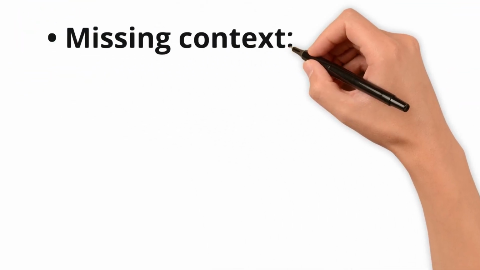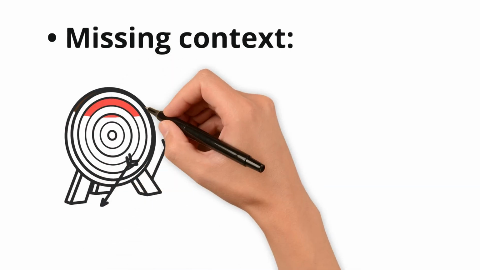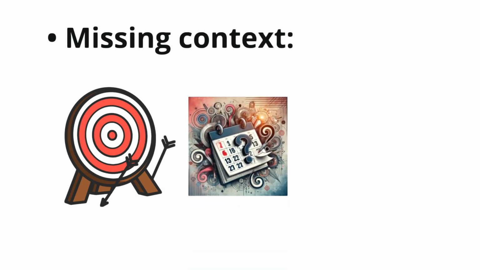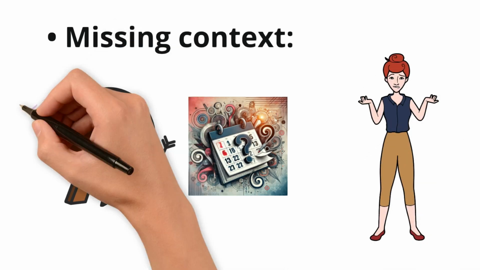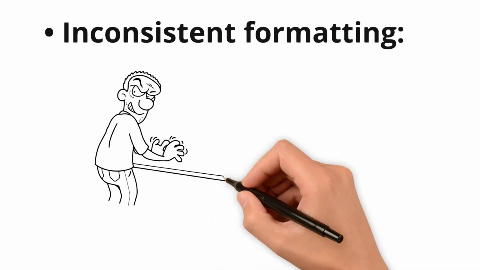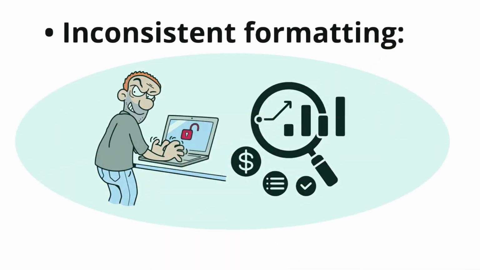Likewise, missing context. Data might be missing important details that clarify what it means. For example, a date might be listed without specifying if it's the start or end date of something. Similarly, inconsistent formatting. Inconsistent formats for dates or addresses can make it difficult to interpret the data correctly.